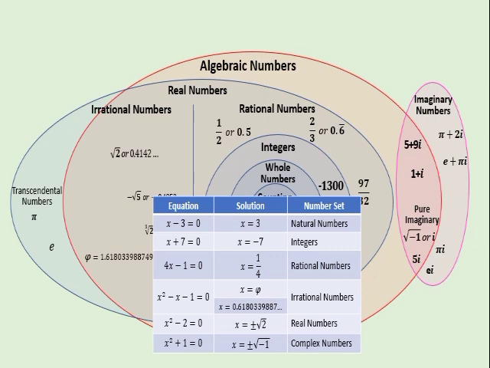x squared minus 2 equals 0. The solution is that x is equal to positive or negative square root of 2. Real numbers. And x squared plus 1 equals 0. The solution is positive or negative square root of negative 1. Imaginary numbers, complex numbers. It seems like every number is algebraic. All integers are algebraic, all rational numbers are algebraic, the square root of 2 is algebraic, the imaginary number i is algebraic, and so is the golden ratio.